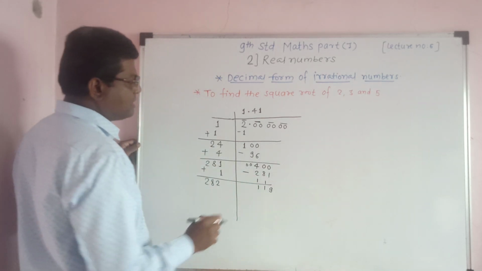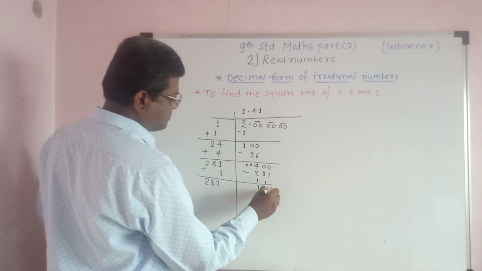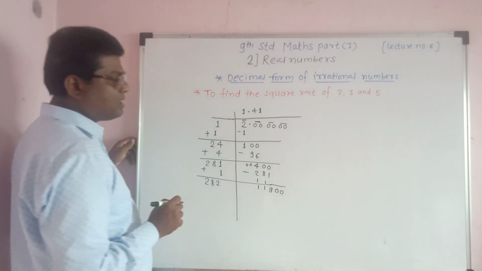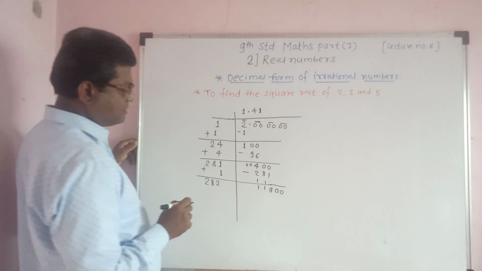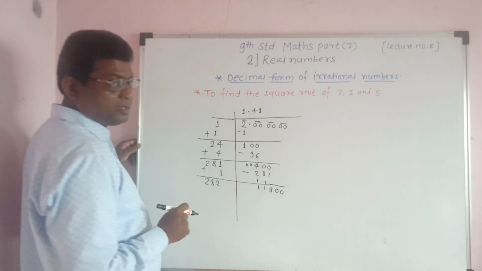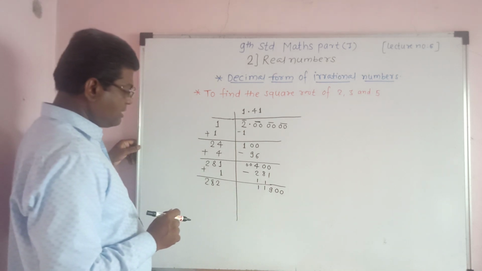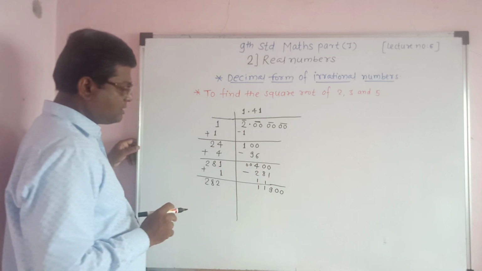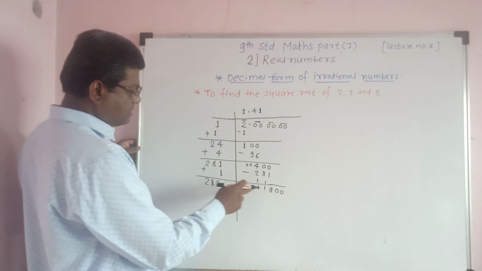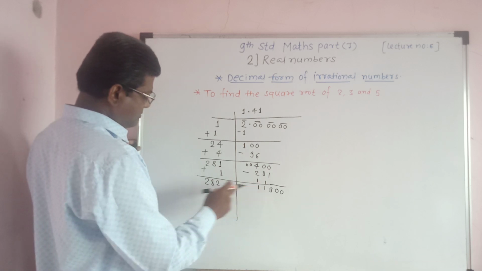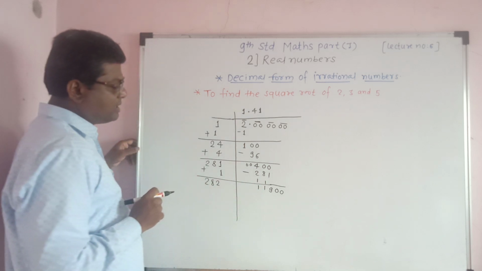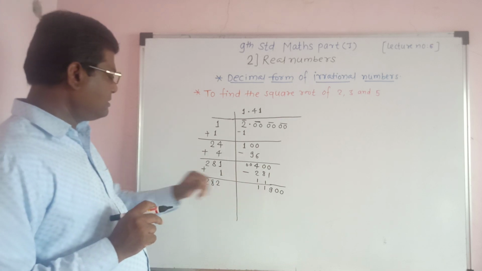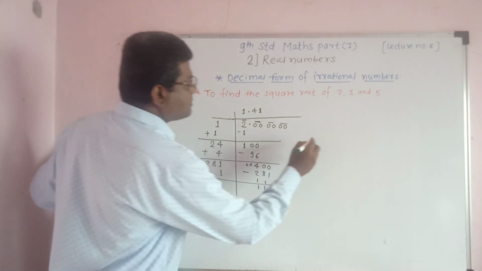Now take one more group of 2 zeros on 190. So this number is 11,900 and here is 282. Now divide this 11 by 2. So we get what? 2 5s are 10. So we got the number 5.